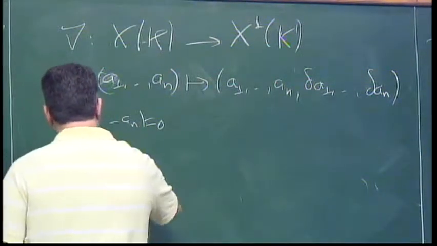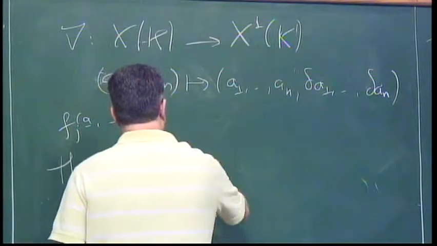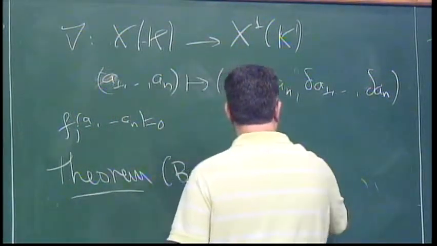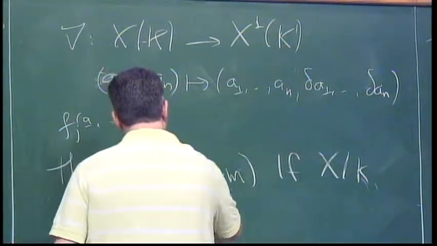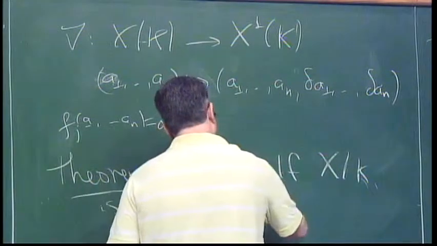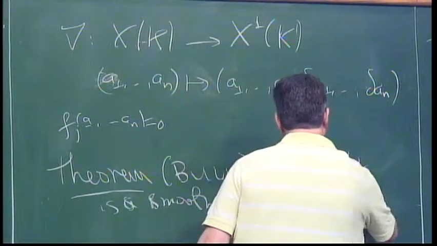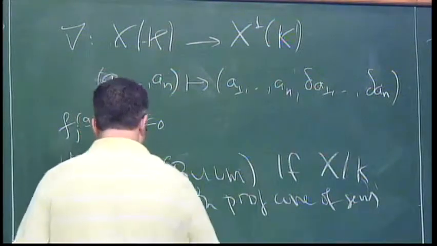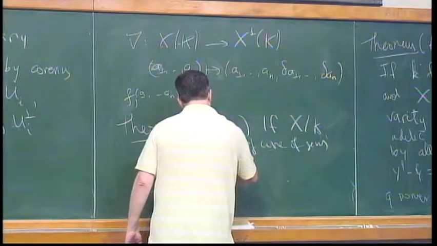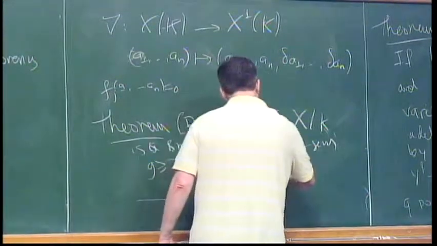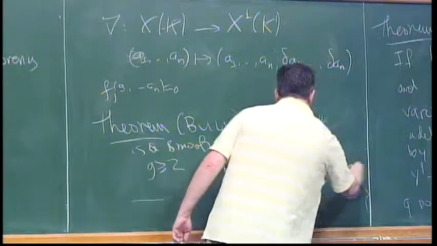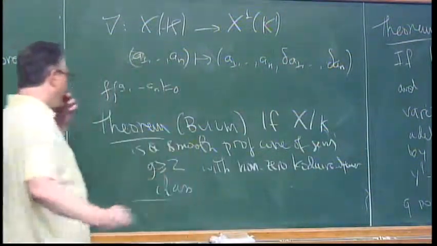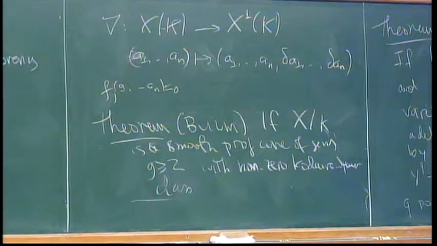And here's a very nice theorem: if X over k is a smooth projective curve of genus g greater or equal to 2 with non-zero Kodaira-Spencer class, so I'm not going to define precisely what the Kodaira-Spencer class means, but it's something that measures the variation.